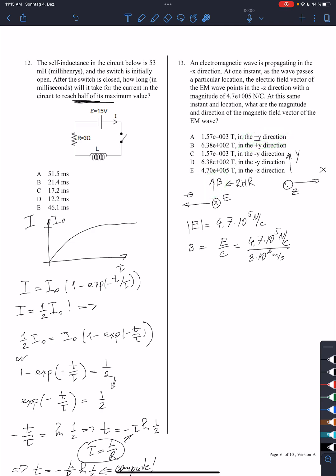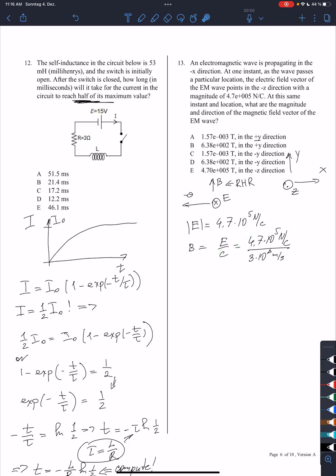Next, we need to compute the magnitude of the magnetic field if we are given the magnitude of the electric field, and that's the relation between them. It's the relation between the magnetic field and the electric field in the electromagnetic wave. You take the electric field, you divide it by the speed of light, and you'll get the final result.